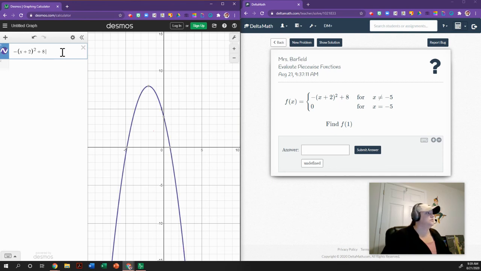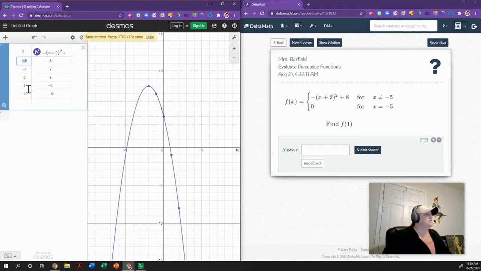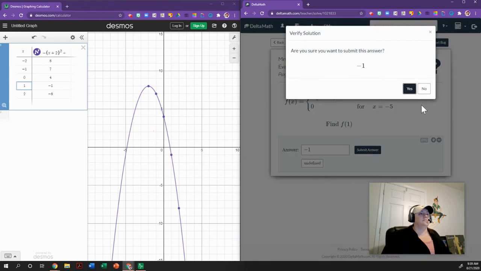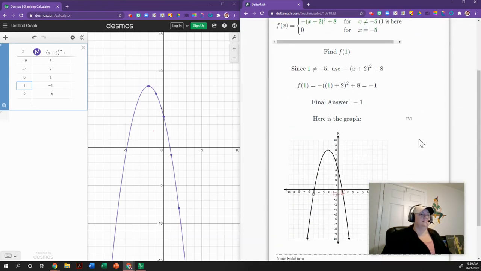So take that off. Okay. All right. And then for 0, that's what the answer would be if it was -5. All right, but it's saying find f of 1. So if I remind you what we did yesterday, if I convert it to a table, so what happens when x is 1? The answer is -1. So I go over here, -1, submit my answer, yes.